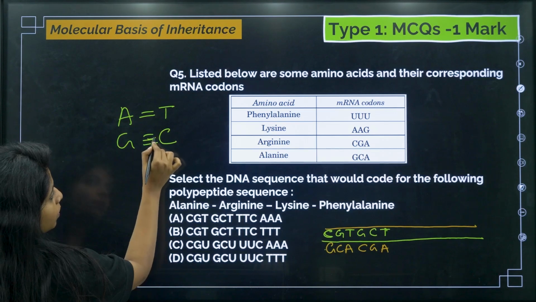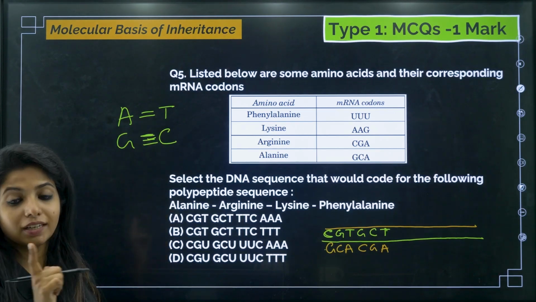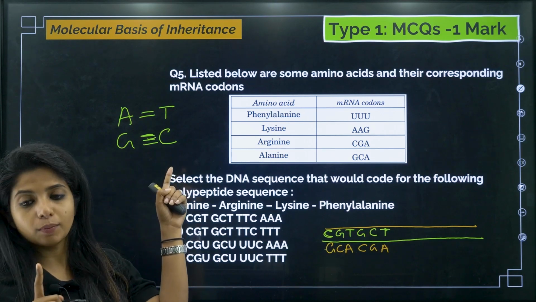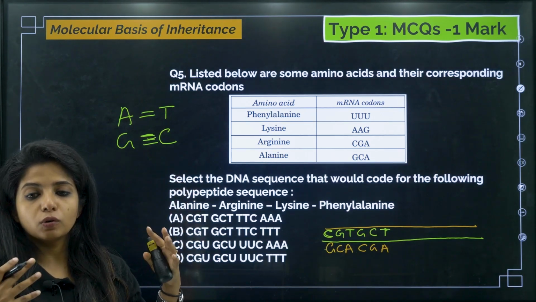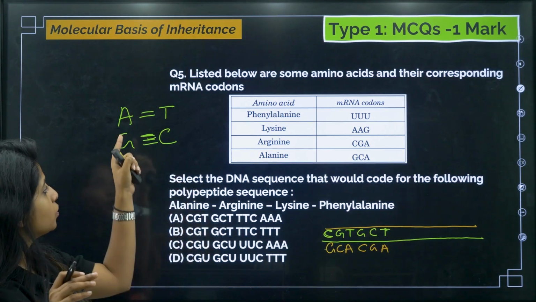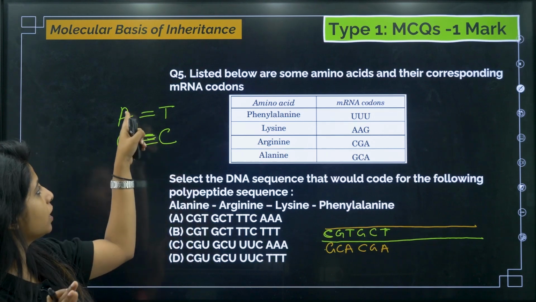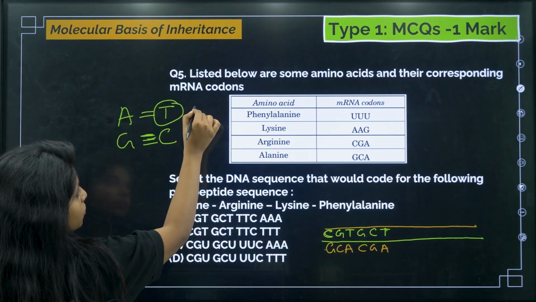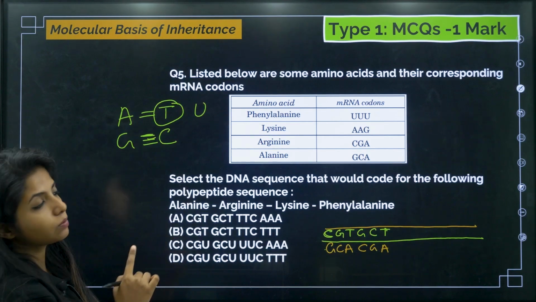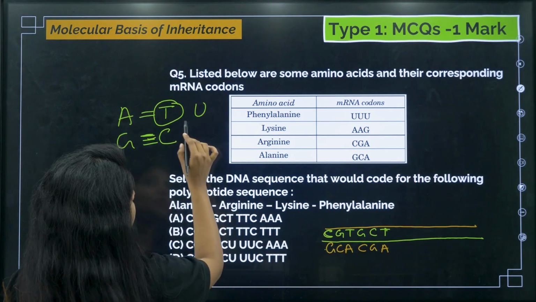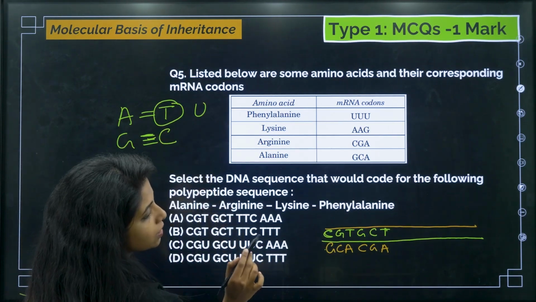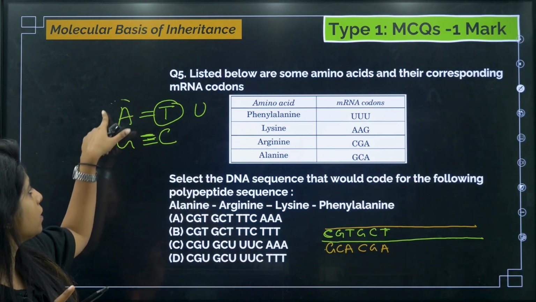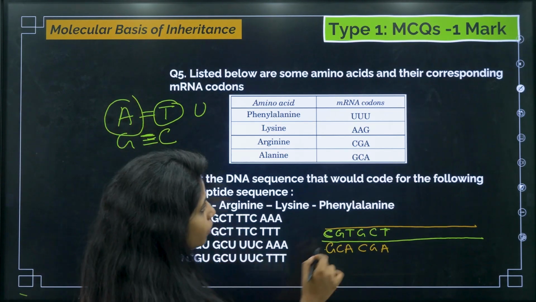How many bonds are there in between G and C? 3 bonds. I have already told in the NEET class also, G and C look very similar. So we say people who are very close, they start to look similar also. So they have 3 bonds that makes them very close, and A and T have just 2 bonds. Now in the case of RNA, the T is replaced by U. So just understand, instead of T, if U is mentioned, it's for thymine. So you have to find the opposite.